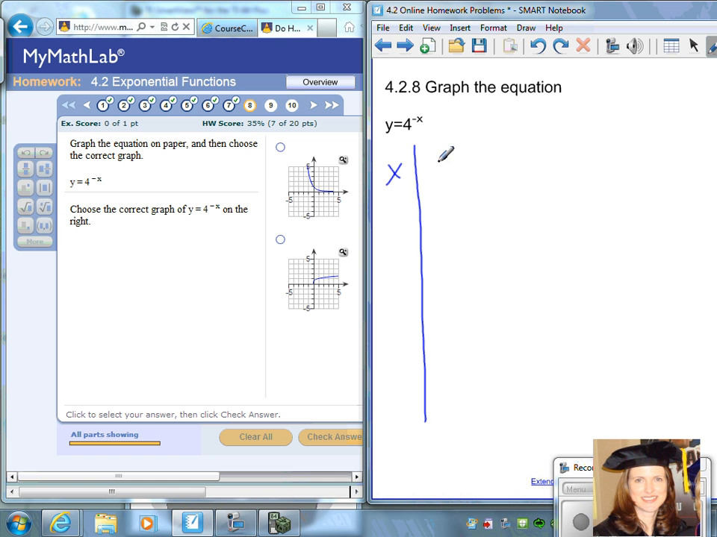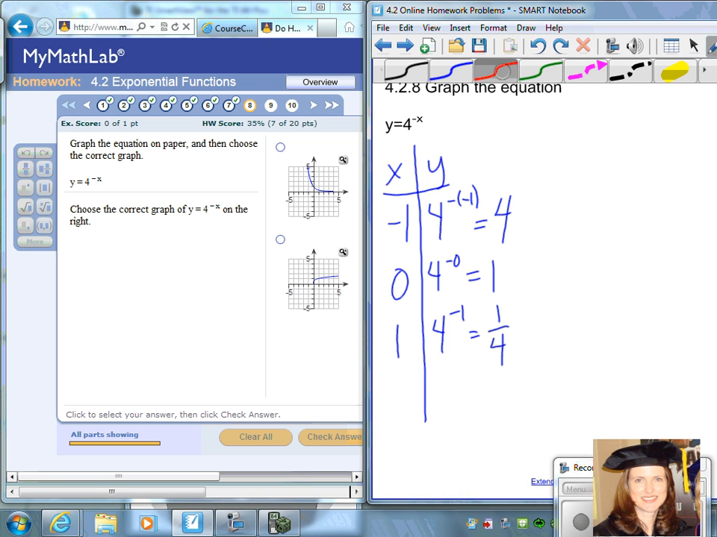We can make a table of values with just a few x values. If you plug in -1, you get 4 to the -(-1), so that's 4 to the first power, which is 4. Plug in 0. 4 to the -0 power is 4 to the 0 power, which is 1. And plug in +1, you get 4 to the -1 power, which is the same thing as 1/4.